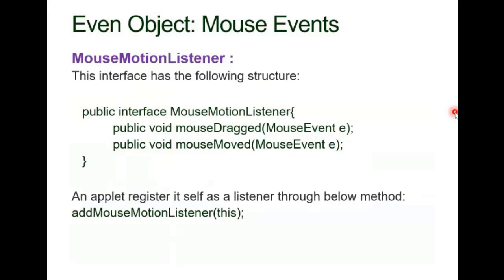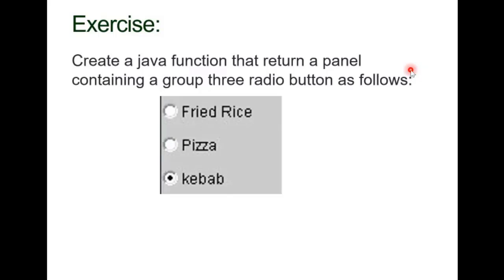Next, look at the MouseMotionListener. That means it deals with the motion of the mouse. Where is the mouse located and where is it moving from one location to another location, right? In that case, we can use the following interface structure: public interface MouseMotionListener, and these are the functions here: mouseDragged and mouseMoved. Of course, you have to register through the addMouseListener, this interface, this pointer.